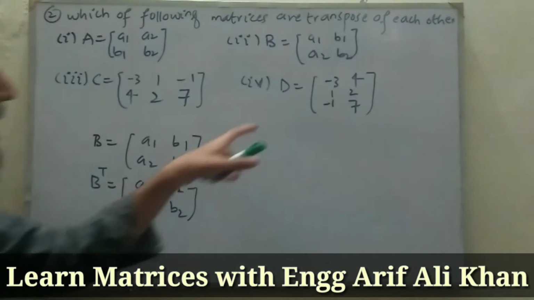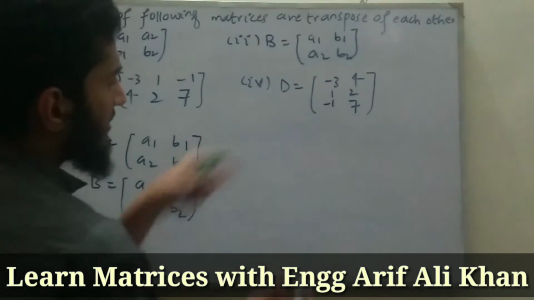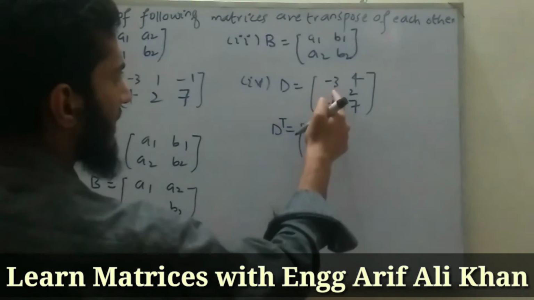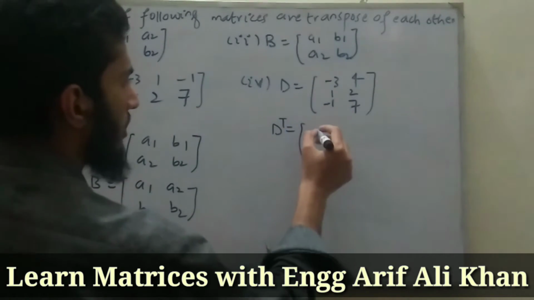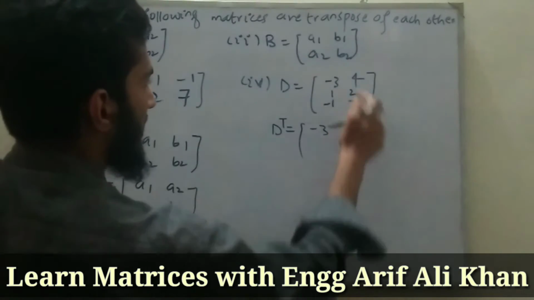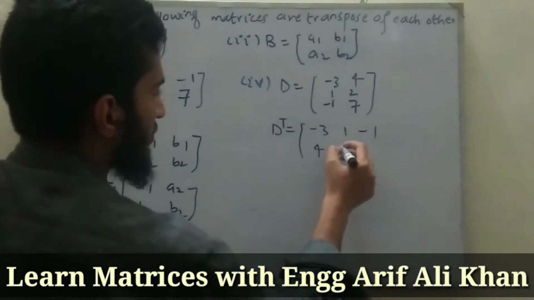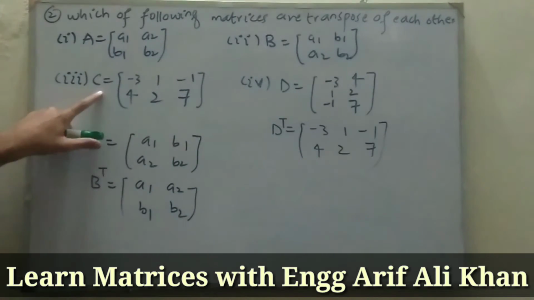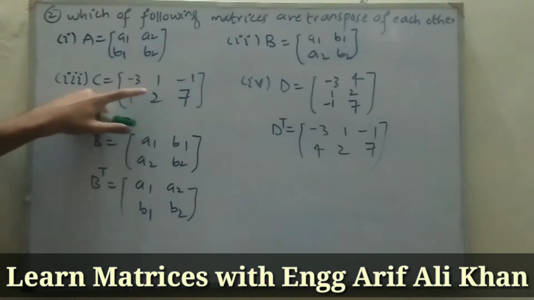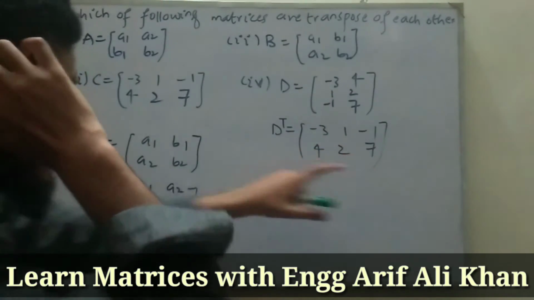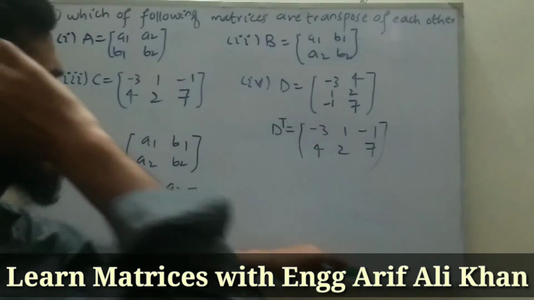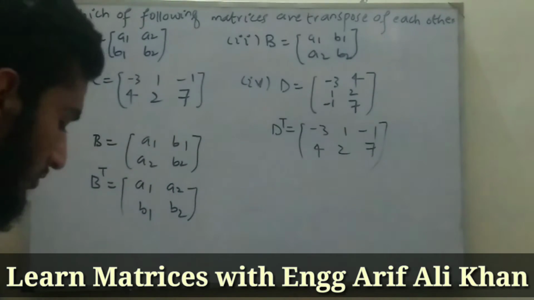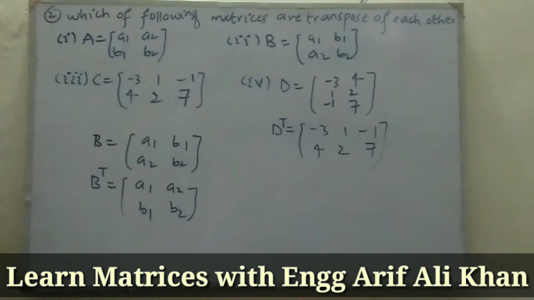And now let us take the transpose of the fourth part D, so it becomes D power capital T is equal to, here -3, 1, -1 will convert into a row, so it becomes -3, 1, -1, and 4, 2, 7 will convert into a row, so it becomes 4, 2, 7. So the D matrix transpose and the C matrix are equal because here it is -3, 1, -1 and it is also -3, 1, -1. It is 4, 2, 7, it is also 4, 2, 7. Both are equal. It means that the C matrix and D matrix are the transpose of each other. So this is question number 2.